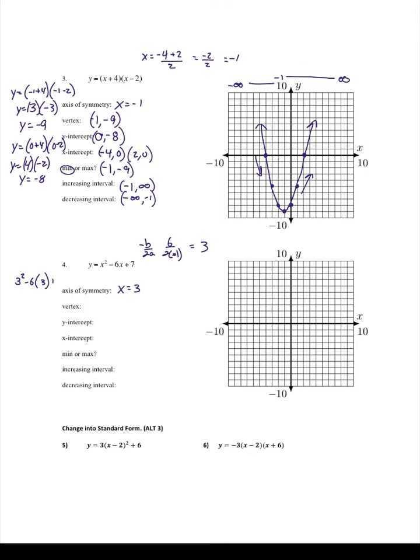Plug that back into the equation to find y. So we've got 9 minus 18 plus 7 gives us negative 9 plus 7. So our vertex is going to be at (3, negative 2). Plug in 0 again to find our y-intercept. So we've got 0 minus 0 plus 7. The y-intercept is at (0, 7). We're going to have to use the quadratic formula again for our x-intercepts.